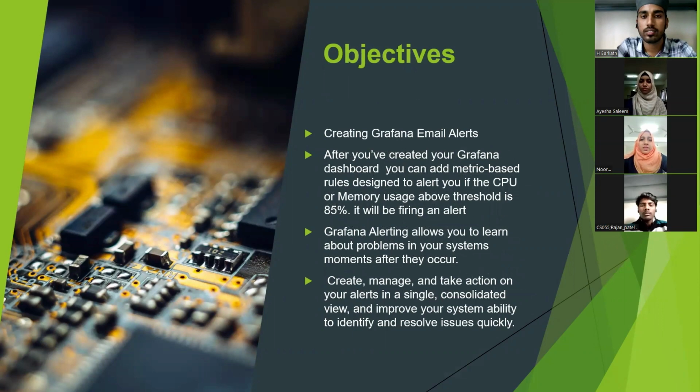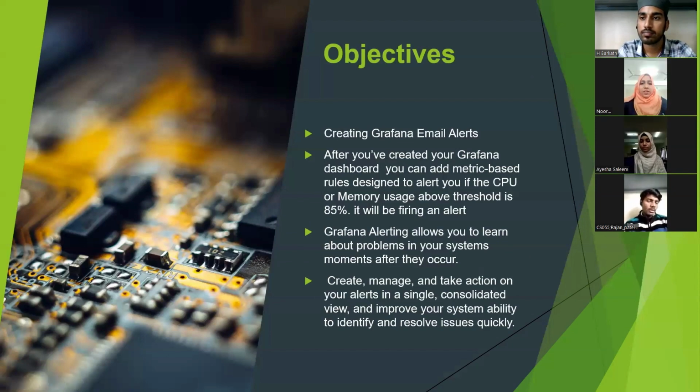What are the objectives? The main objective is creating Grafana email alerts. After you have created your Grafana dashboard, you can add metric-based rules designed to alert you if the CPU or memory usage goes above the threshold of 85%. It will fire an alert. Grafana alerting allows you to learn about problems in your system moments after they occur. Create, manage, and take action on your alerts in a single consolidated view and improve your system's ability to identify and resolve issues quickly.